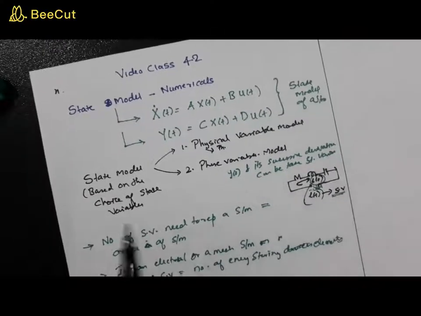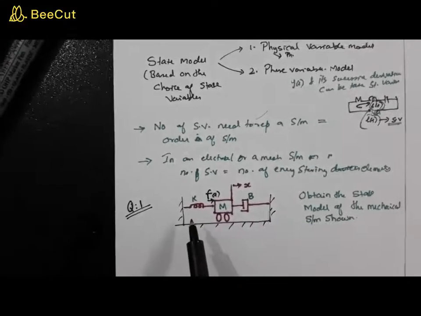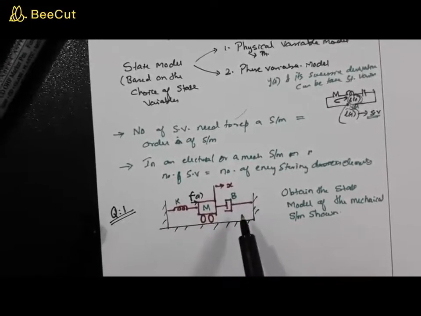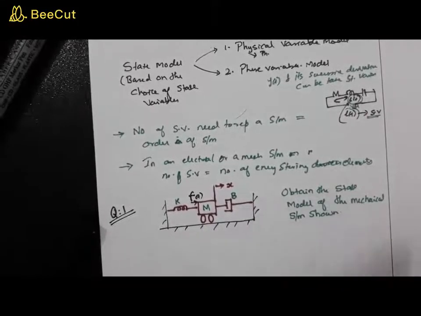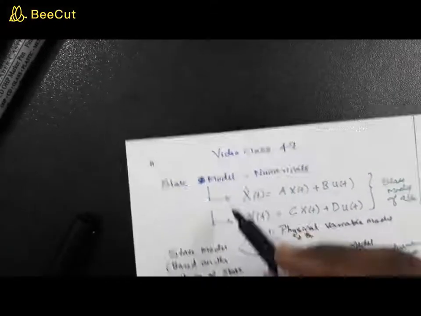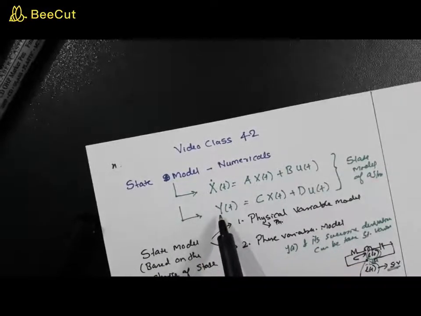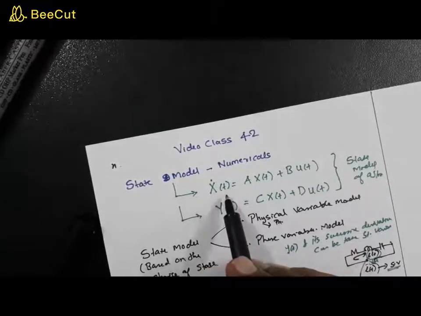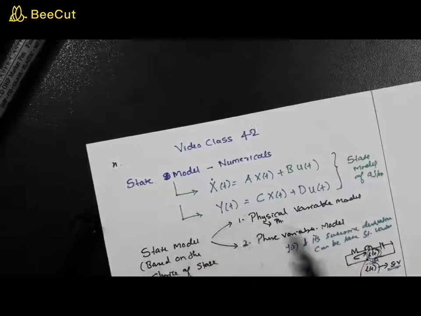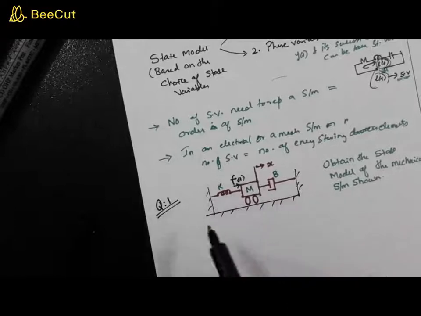Here you have a question. You are given a mechanical system, and you are asked to obtain the state model of the mechanical system. Whenever you are asked for a state model, you are actually asked to obtain these matrices, that is x dot of t, the first derivative of the state variables, and the output equation y of t. Before that, let's have a look at this system.